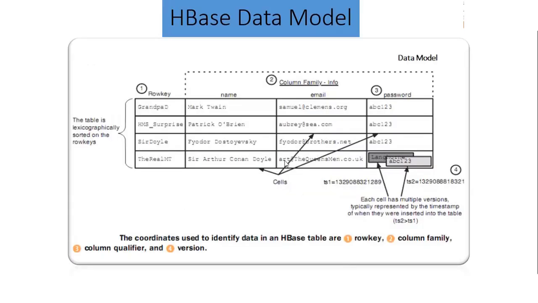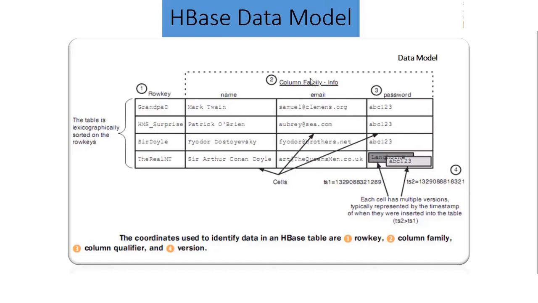Now, this is the Hbase data model. So this is a table. You have some specific attributes, and they are numbered. Why it is numbered: these are the coordinates used to identify data in the Hbase table. These are something like the primary keys. Using this row key you could find an item, you could retrieve something in the database.